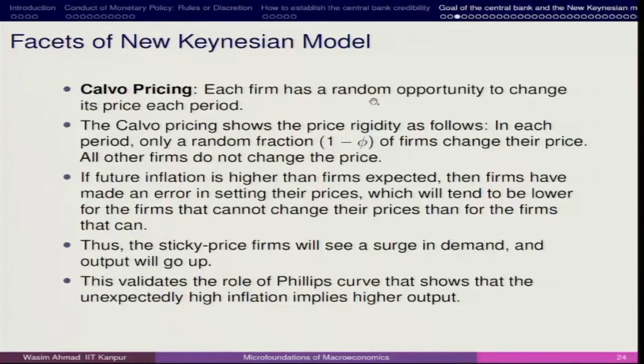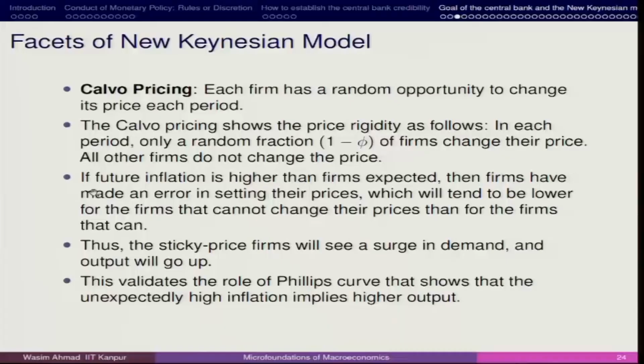So, each firm has a random opportunity to change its price each period, right. The Calvo pricing shows the price rigidity, that in each period only a random fraction 1 minus phi of firms change their price, and all other firms do not change the price, which means that you have a certain proportion of firms reacting to price change immediately, and some firms may not react. So, those dimensions are important to understand.